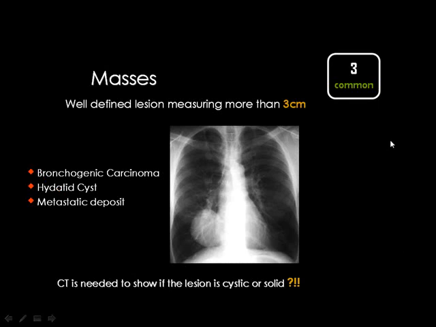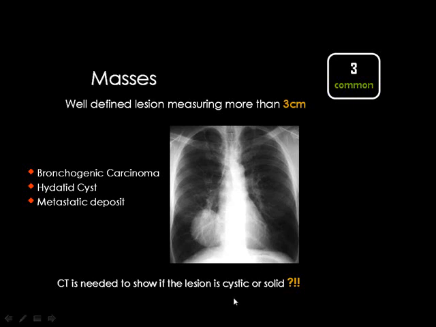Then we have 6 common pulmonary nodules. Tuberculoma and hamartoma have a smooth margin and calcium inside. Bronchogenic carcinoma has a spiculated margin. Hydatid cyst contains water density. AVM has a vascular pedicle. Metastases are multiple, or the patient had a history of primary malignancy.